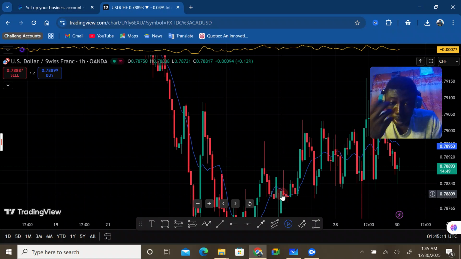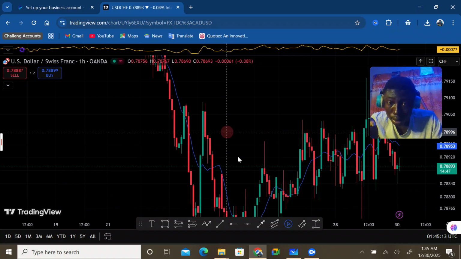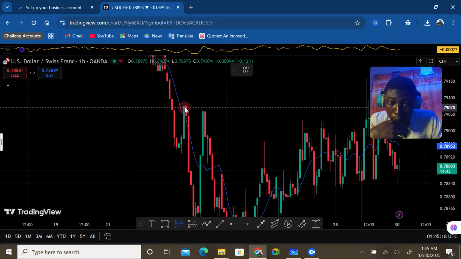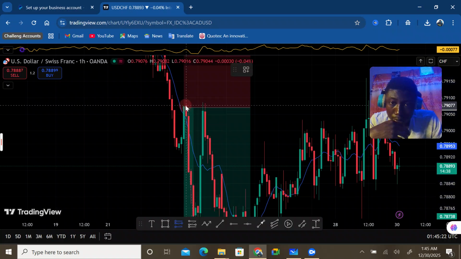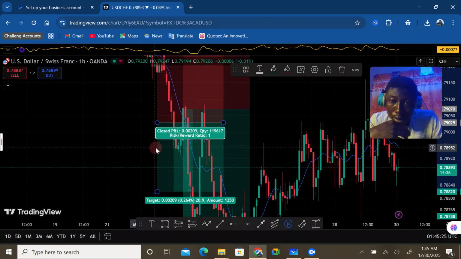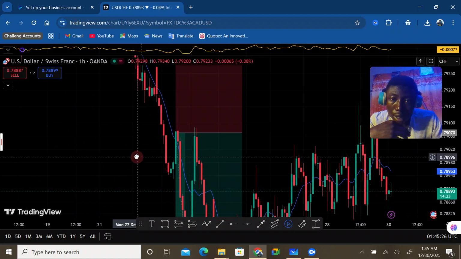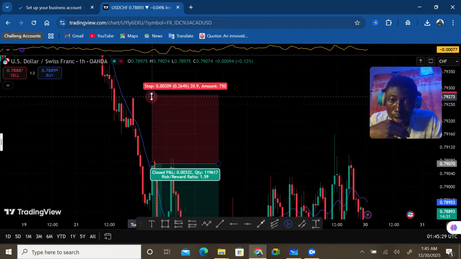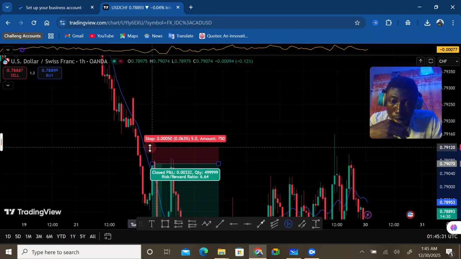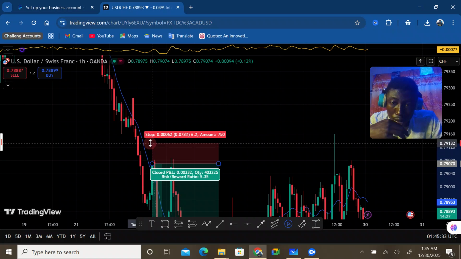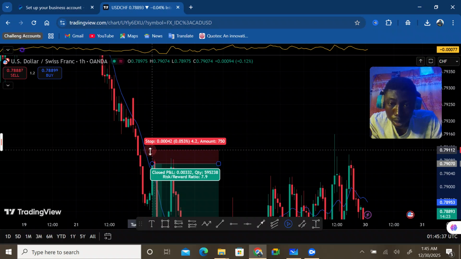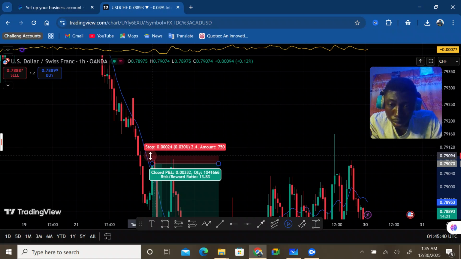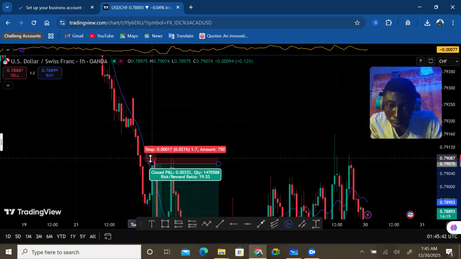So I know this thing was up here and it's going to sell to this side. If I know that it's going to sell to this side, what I will now do is place my sell here and then drag my profit to this side. And then the risk that I'm risking, maybe 10 pips. So I reduce it, reduce it, reduce it.